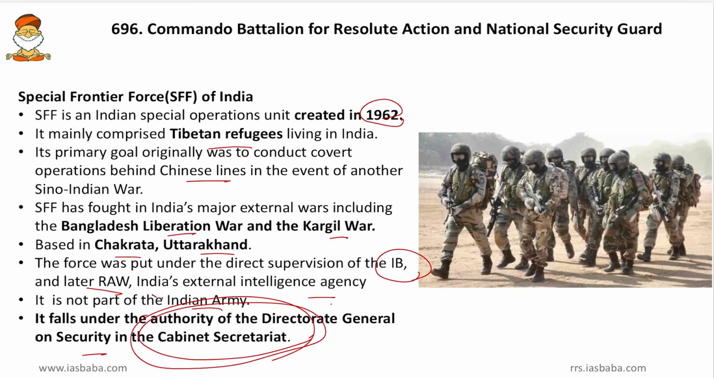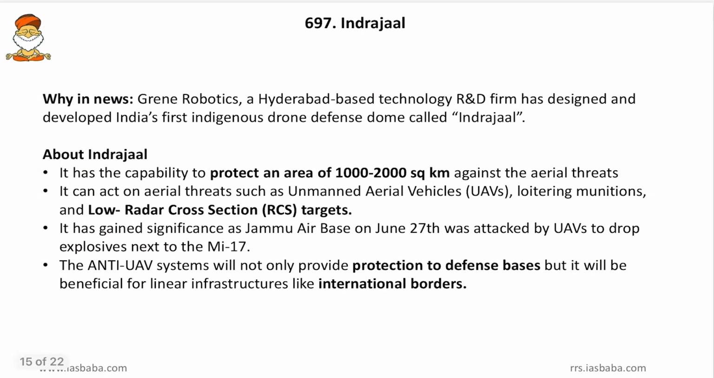So this point is very important, and we will remember this. Friends, it is these peculiarities which are the hotspots for UPSC. So this is all about the SFF. Then come to the next one, the Indrajal.